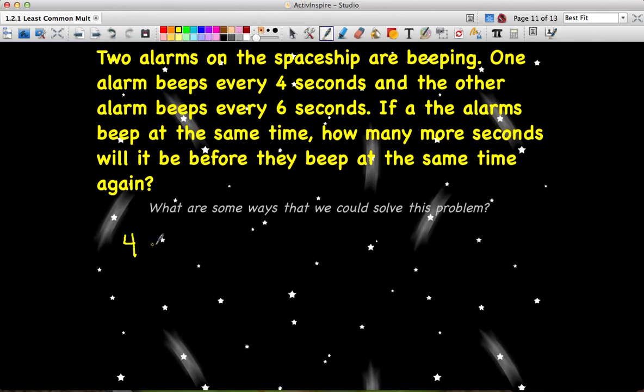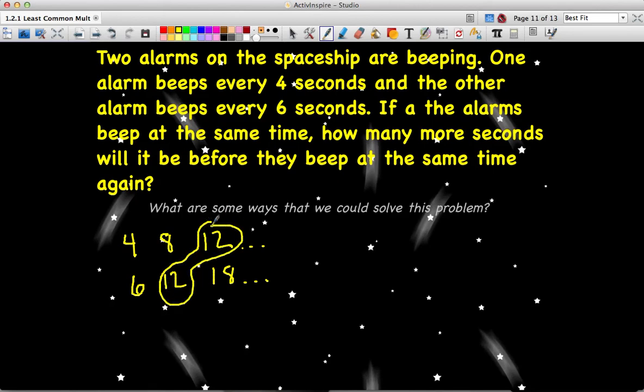All right, so what this is saying is every 4 seconds the first one beeps. So it beeps at 4 seconds, it beeps at 8 seconds, it beeps at 12 seconds. If you notice, we're listing the multiples here. Same thing with 6. It beeps at 6, 12, 18, and so on and so forth. Now, a lot of people will say, oh, the answer is 12. Well, that's the first time that they beep together.